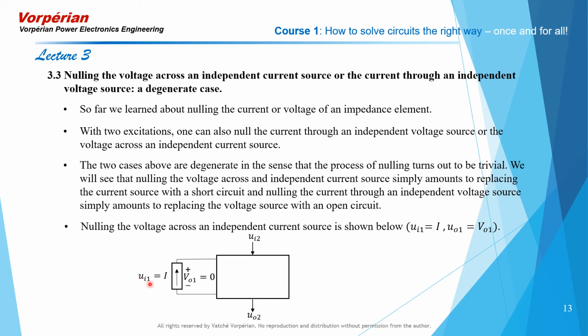And I can adjust this current source here with respect to input 2 to reduce the voltage across it to 0. When you do that, this is equivalent to replacing this entire current source with a short circuit and just performing all your calculations in this circuit here just with UI2 present. And this is why we call this a degenerate case, meaning that the null calculations do not involve the presence of the second excitation.